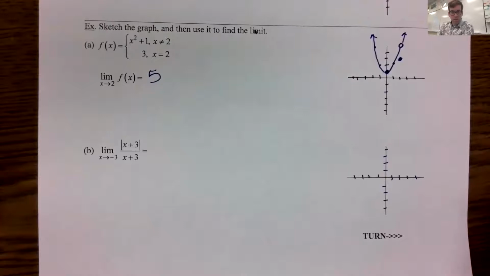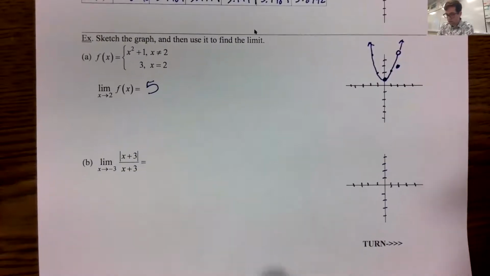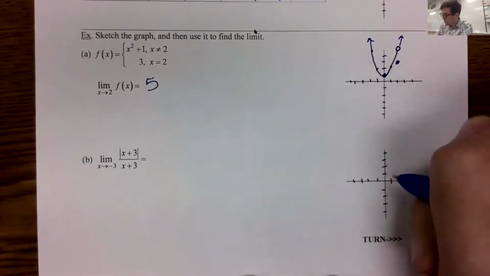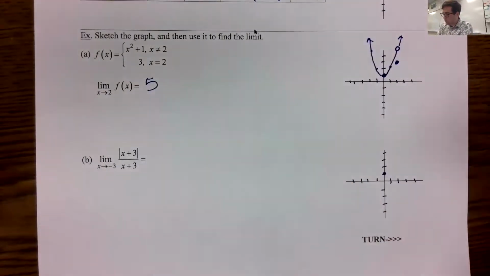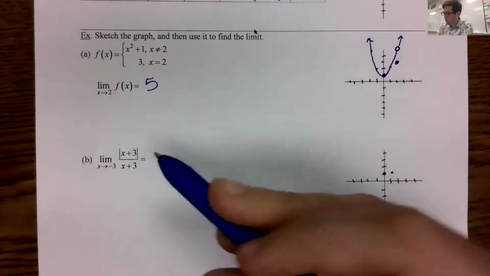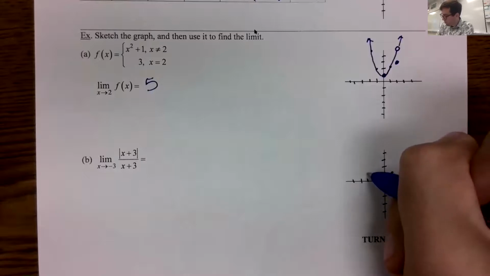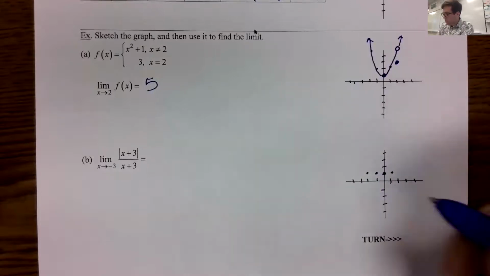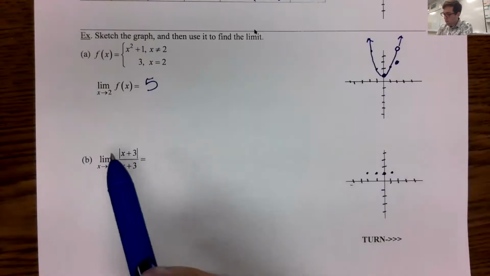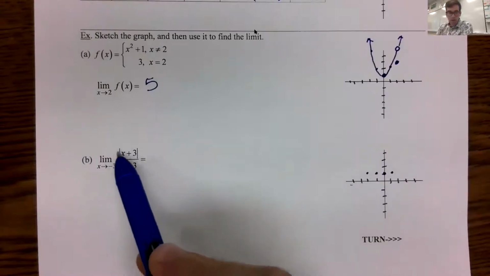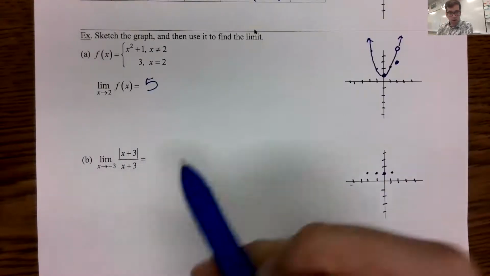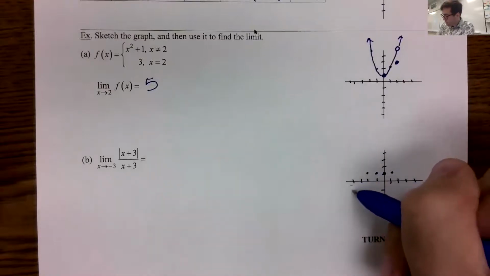If you start plugging in values here, you plug in 0, for example, we'll just get 3 over 3. So at 0, it equals 1. We plug in 1, we get 4 over 4, it equals 1. We plug in -1, it equals 2 over 2, which is 1. If we plug in -2, we get 1 over 1, which is 1. If we plug in -4, now we have the absolute value of -1, so 1 over -1. So at -4, we're down at -1.